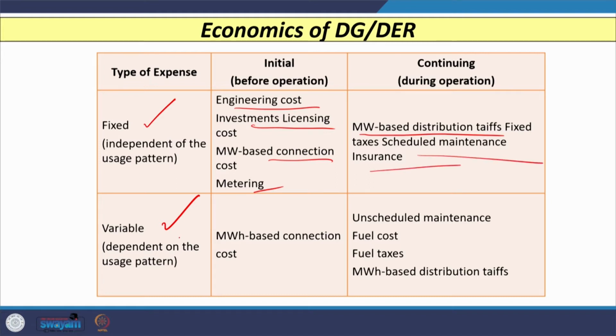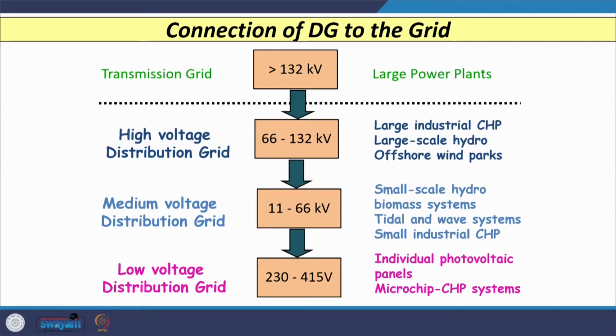Whereas in case of variable expenses for DG or DER, the initial cost involves megawatt hour based connection cost, whereas during operation it involves unscheduled maintenance cost, fuel cost, fuel taxes and the distribution tariff. Now, the question comes, at what level are we going to connect the DG or DER to the grid.